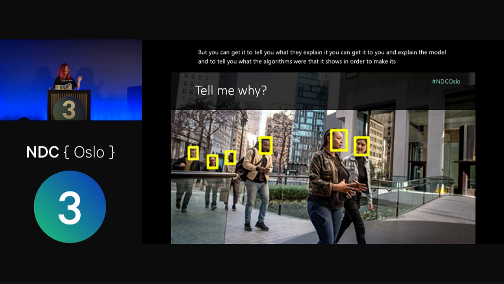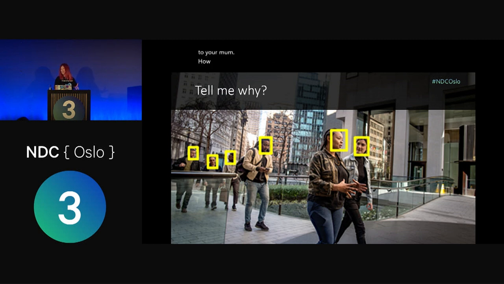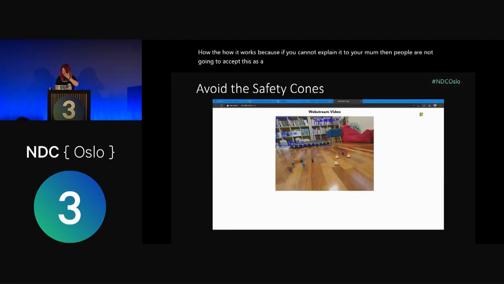You can also do feature tuning, as I said, pick certain things above certain other things in order to say these are the important things. And the goal should be that you could explain it to your mum how it works, because if you cannot explain it to your mum, then people are not going to accept this as legitimate.